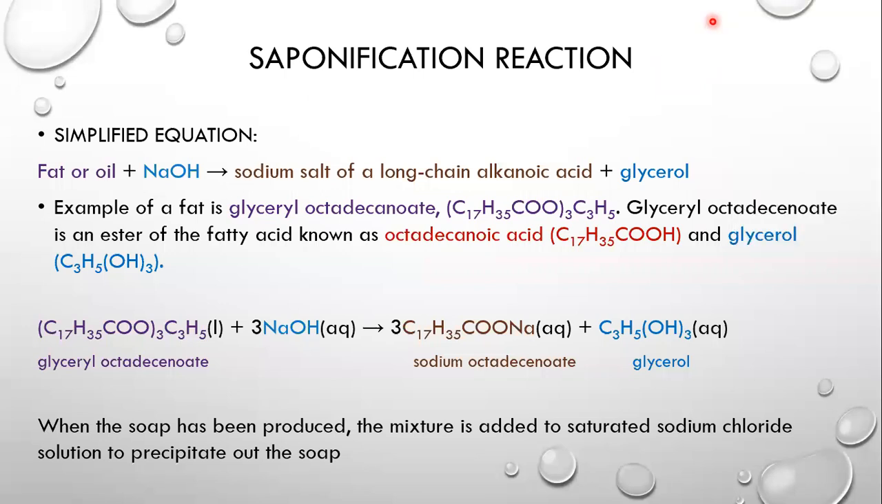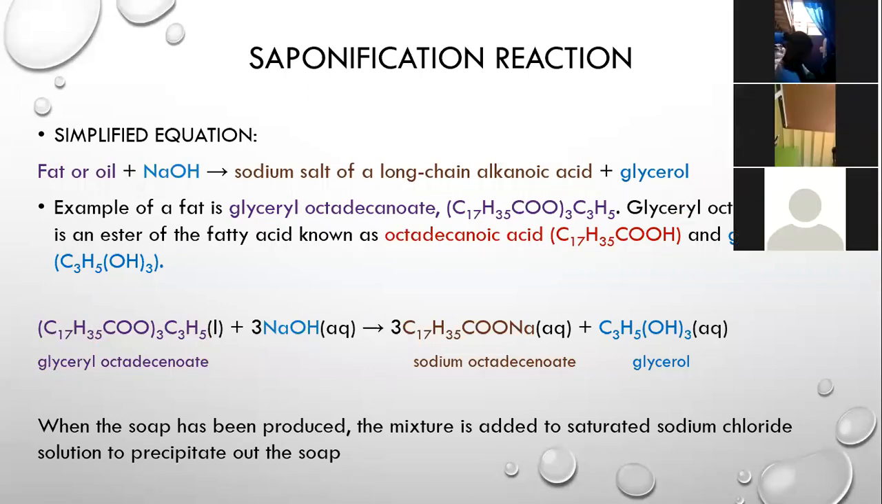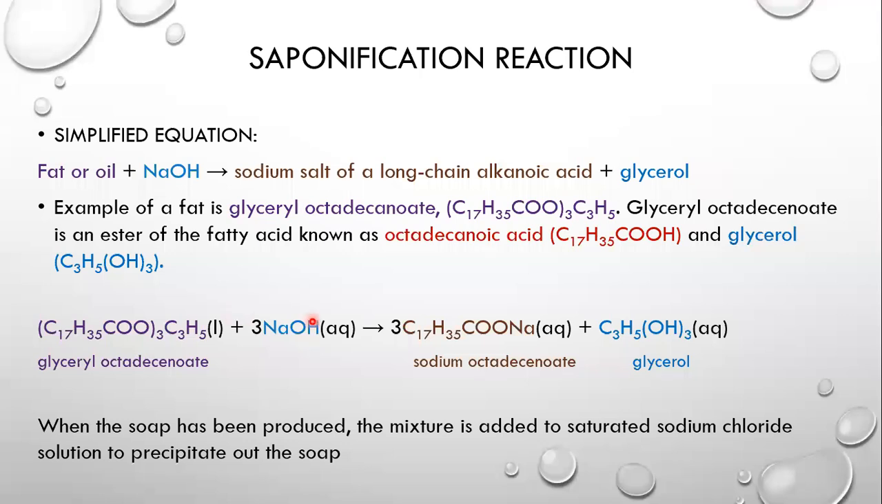So let's look at this here now. The glycerol octadecanoate reacts with 3 moles of sodium hydroxide to form 3 moles of sodium octadecanoate and glycerol, which is the alcohol. All right, and this is basically your salt process, which is saponification, which is the production of the soap.